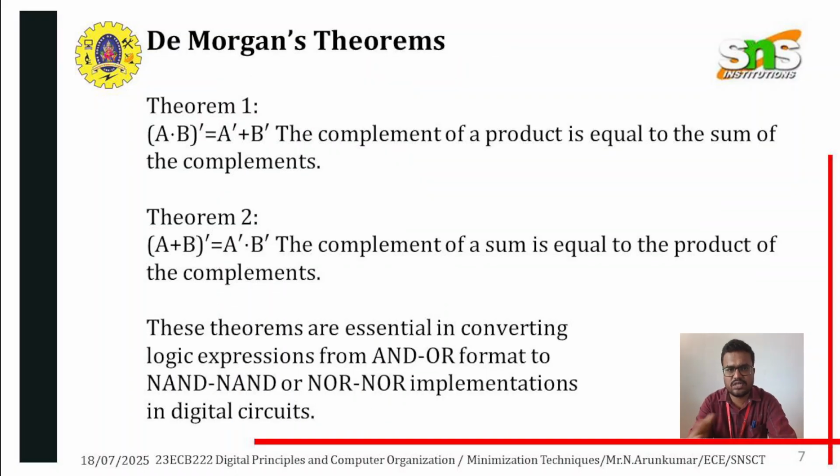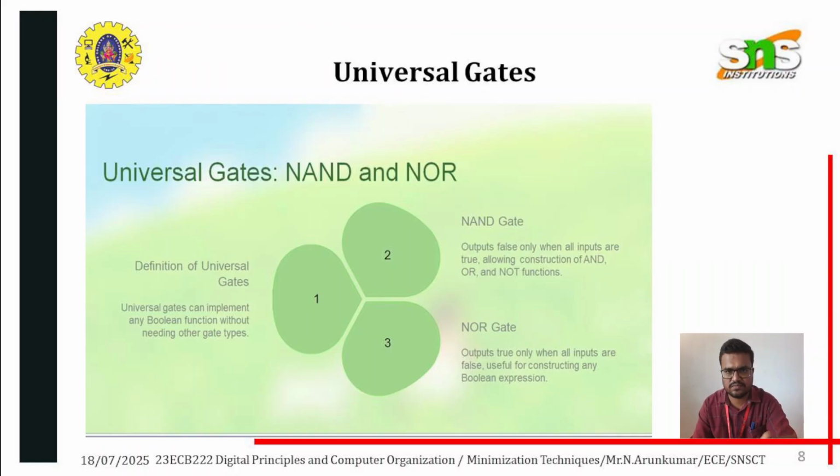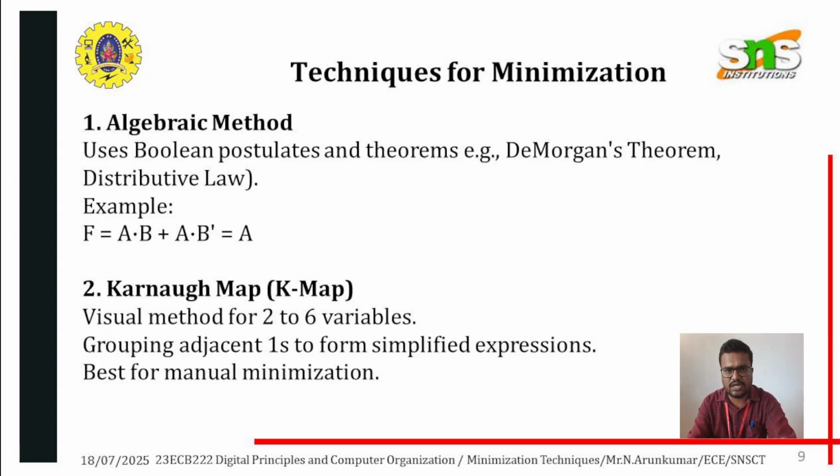De Morgan's law. These two laws are used to generate more applications based on NAND and NOR, especially theorem 1 and theorem 2. (A dot B) whole dash equals A dash plus B dash. Likewise, (A plus B) whole dash equals A dash dot B dash. So these two theorems bring more NAND and NOR applications. Universal gates. NAND and NOR act as universal gates, because they can connect more devices at the same time. And the techniques: algebraic methods.